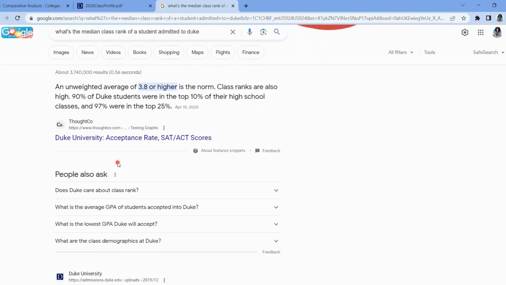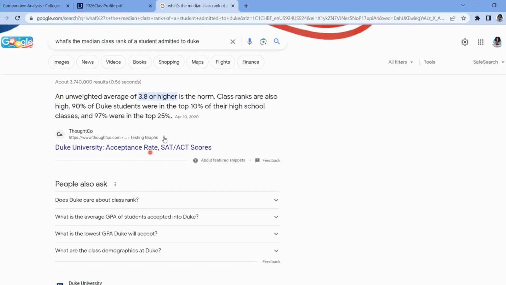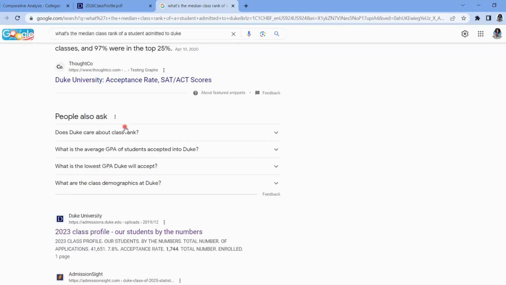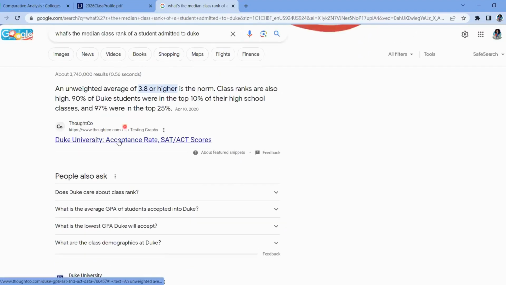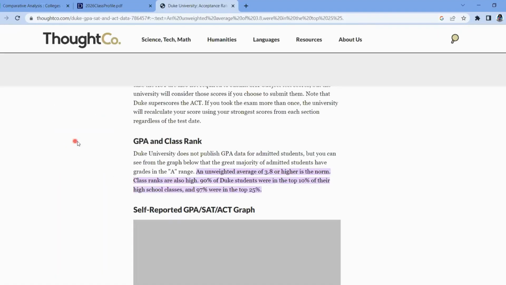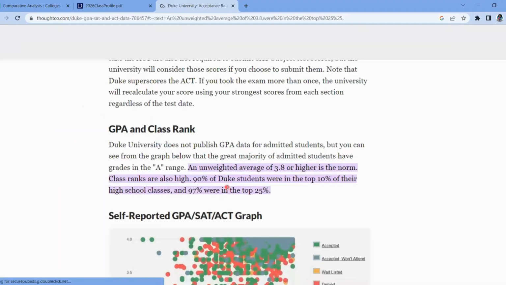So here, an unweighted average of 3.8 or higher is the norm. Class ranks are also high. 90% of Duke students were in the top 10% of their school. 97% were in the top 25%. Now that looks compelling. I want to see where they're getting that information from.